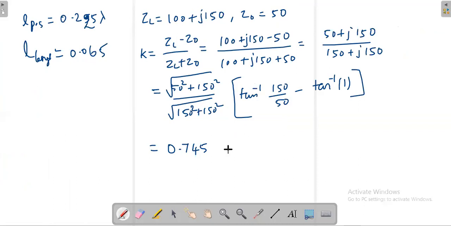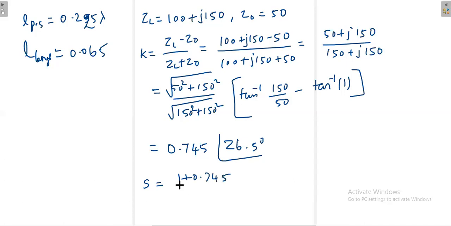I have calculated, I think 26.5 degrees. 26.56, okay, approximately. Now I know what is K and what is the angle. Then what is S? S is equal to 0.745, okay, 0.745 minus 1. What is S, sir? Because S also we are going to use.